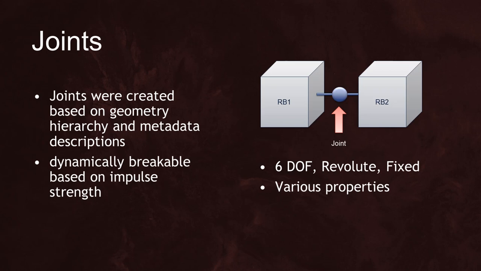Joints, again, were based on geometry hierarchy. So you'd provide a joint node and then they would know which two other nodes to connect. And they could break based on an impulse strength. And we had 6 degrees of freedom, revolute, fixed, various properties you can set on them.